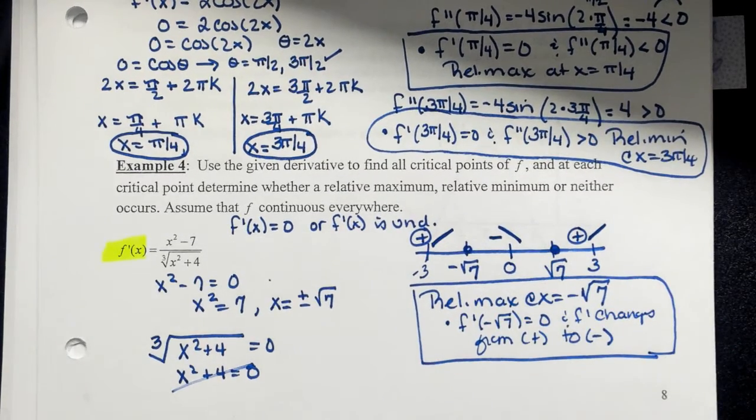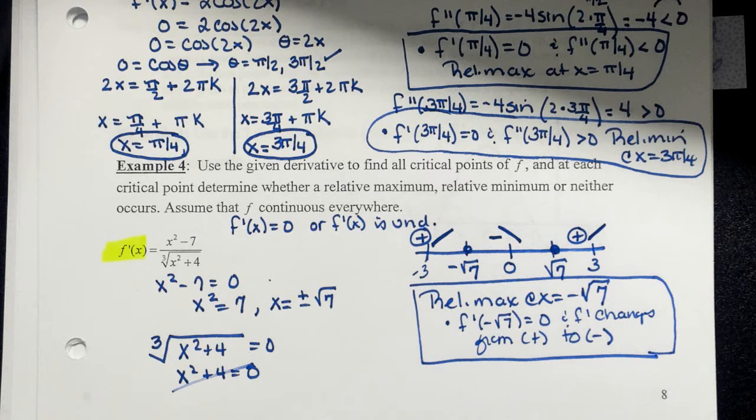Make sure you're always able to justify. If you are using the first derivative test, you've got to state that f prime of negative square root 7 is equal to 0. This is where students fall into a very ugly trap, because then the next statement is where it falls apart, because you just simply say f prime changes sign.